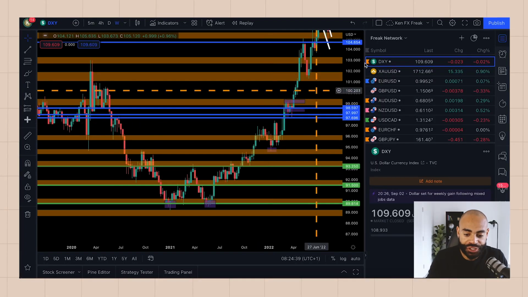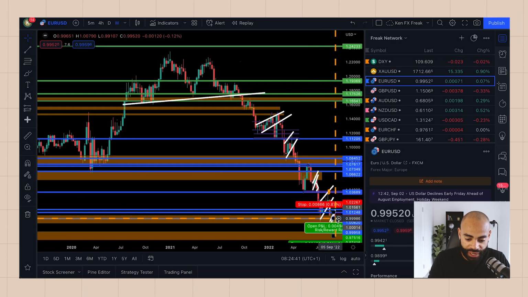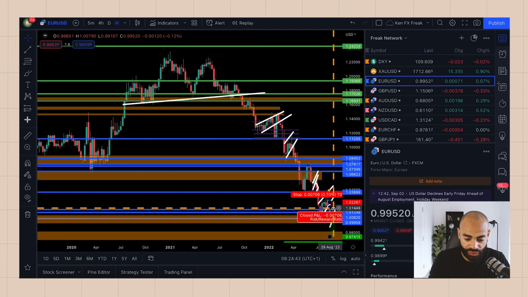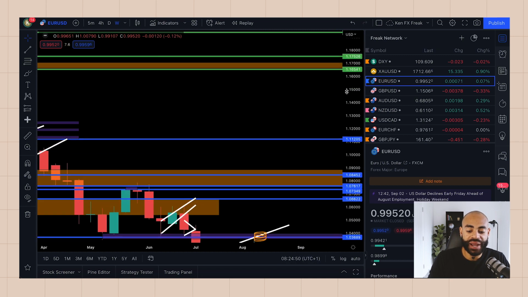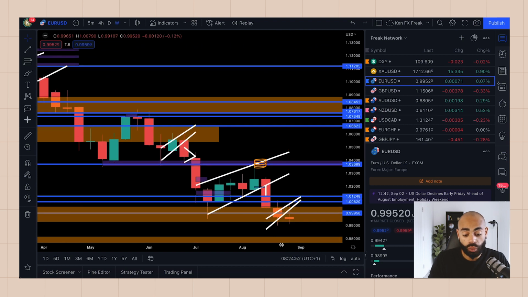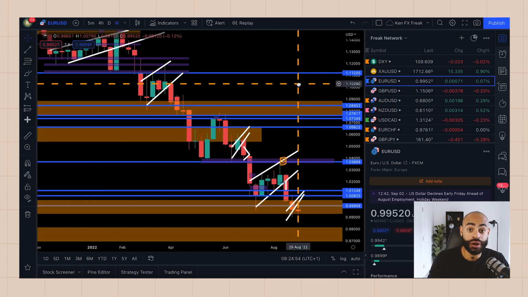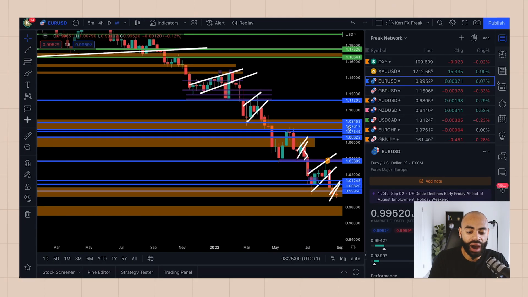Now, let's jump over to Euro Dollar. Okay, we've had some really nice trades on Euro. I'm just going to remove all these other trades, and then let's break this down. So, what central bank relates to the Euro? The ECB, European Central Bank. Now, these guys have been a little bit behind the FOMC.